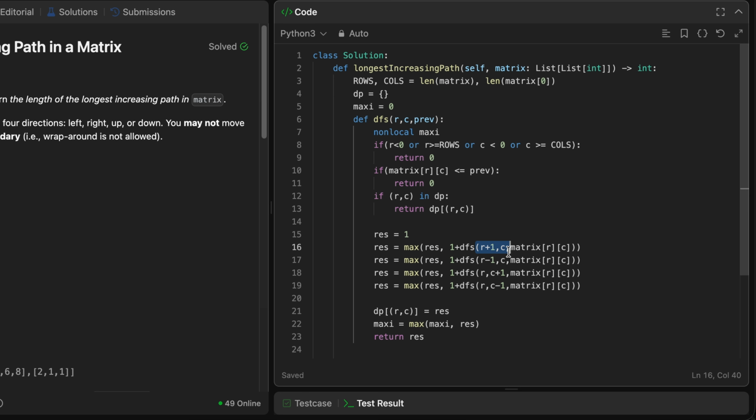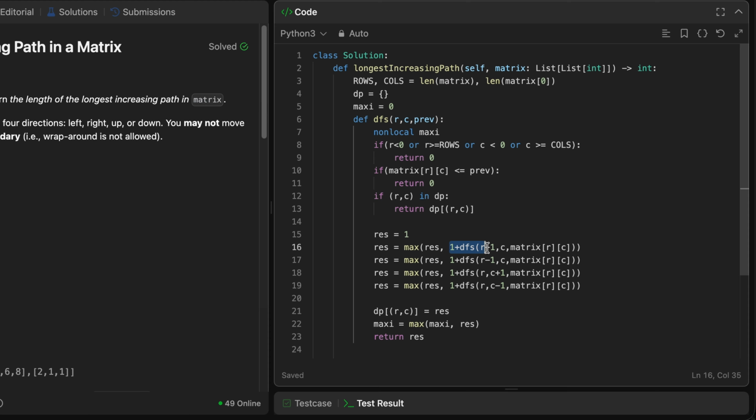Then here we are running the DFS call on 4 different directions. This is going to run the DFS call on the lower direction or the down direction. It is going to run it on the up direction. This is going to run it on the right direction, and this is going to run it on the left direction. And each time we are adding 1 to the result that we got from the DFS call for that direction to get the maximum increasing path starting from the current node in that direction.